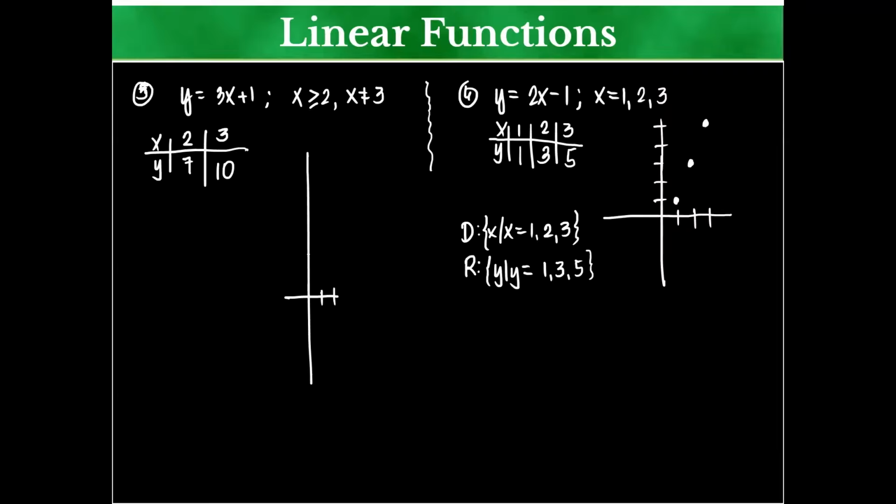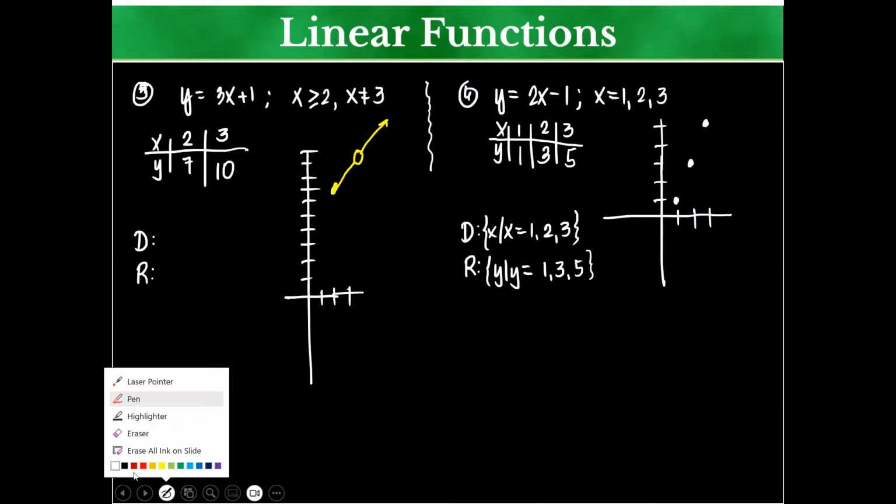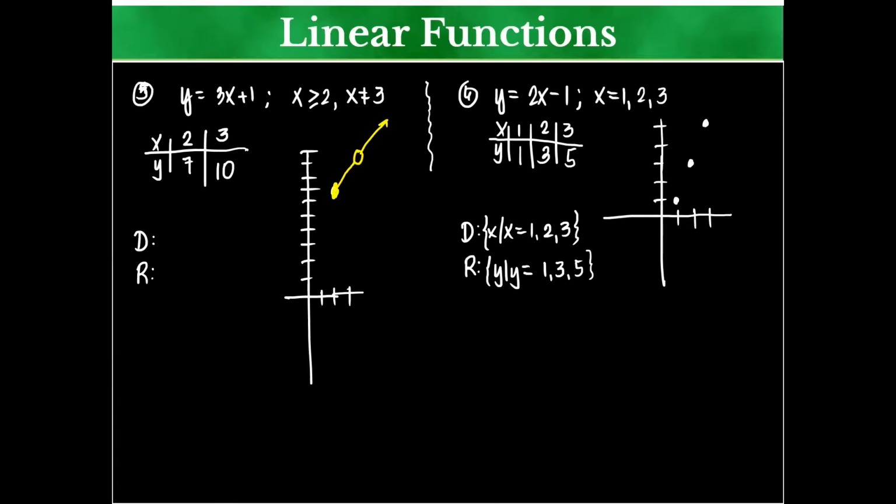X is 2, y is 7. 2, 5, 6, 7. X is 3, 8, 9, 10. So it says there, greater than or equal to 2, but not equal to 3. So again, it's not drawn to scale, huh? I want what you will be giving me in terms of set notation. Go.